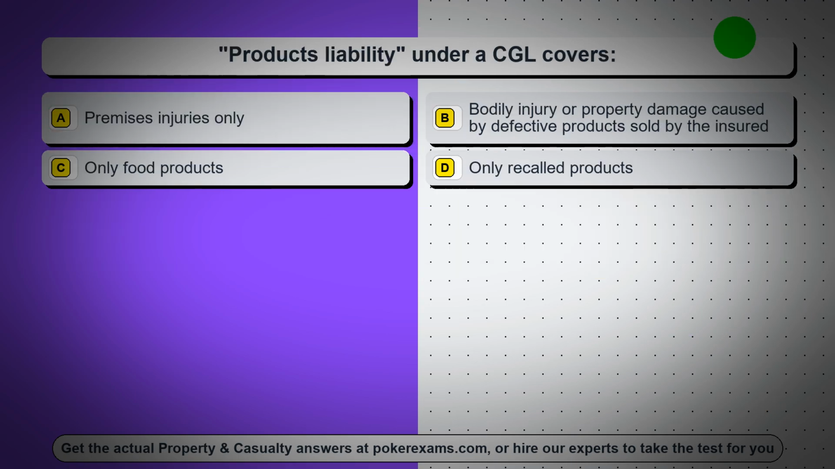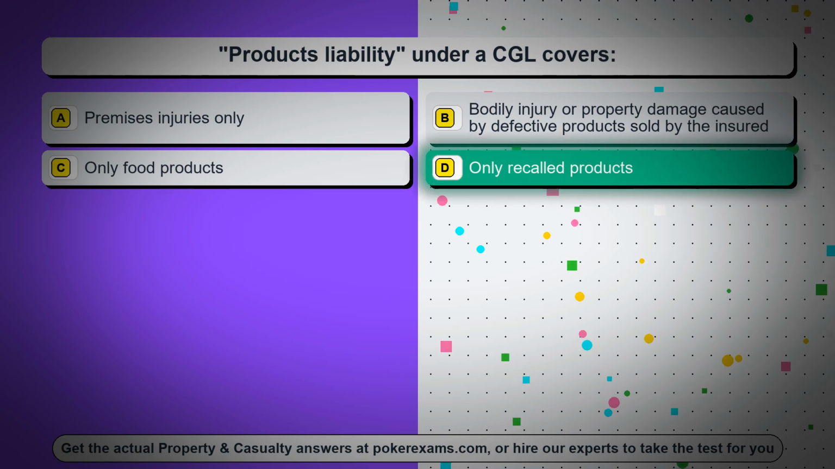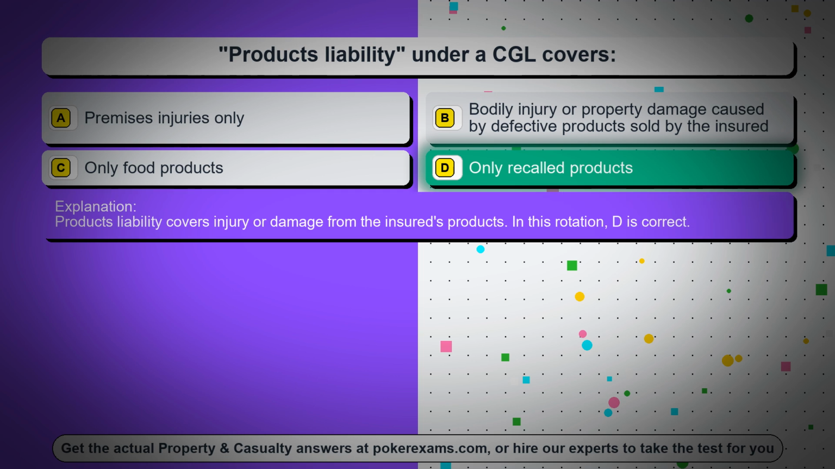Question 96. Products liability under a CGL covers option A, premises injuries only, option B, bodily injury or property damage caused by defective products sold by the insured, option C, only food products, option D, only recalled products. The correct answer is option D, only recalled products. Products liability covers injury or damage from the insured's products. In this rotation, D is correct.